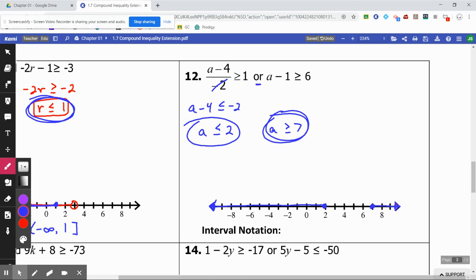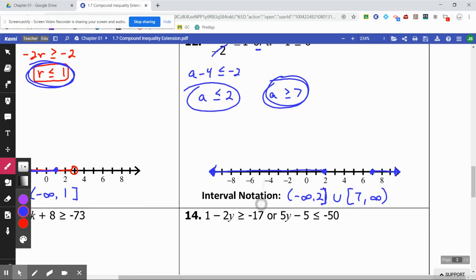And that looks like our classic OR problem. So that'd be all values from negative infinity up to 2, including 2, or any value from 7 to infinity. So that's like our old problems.